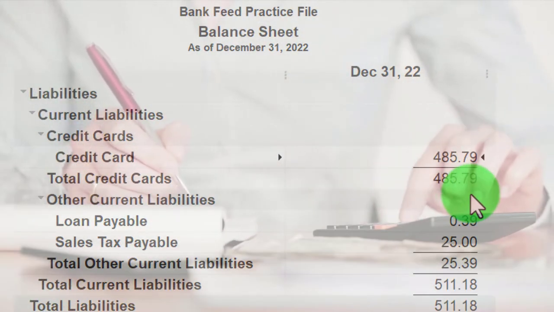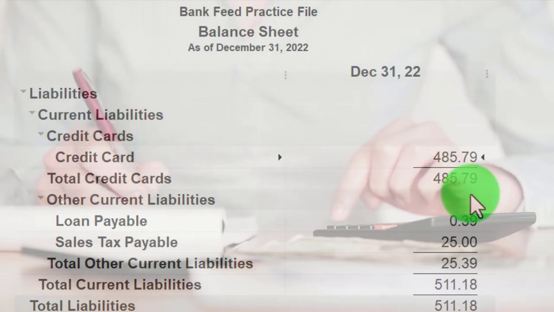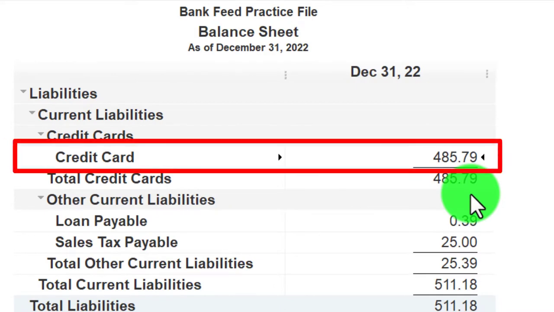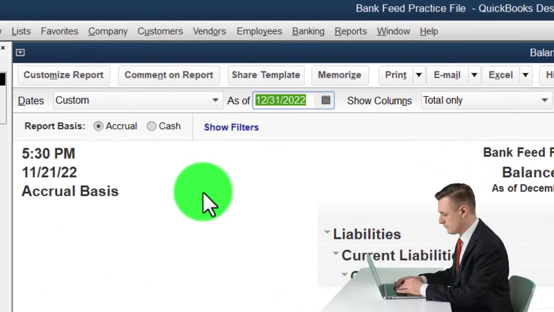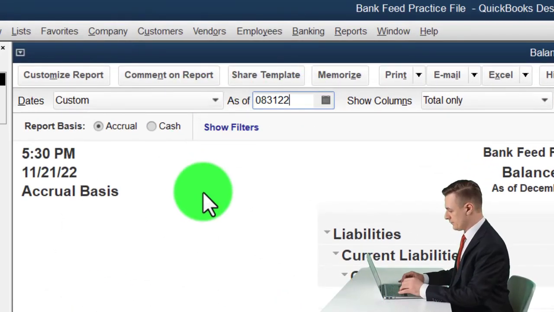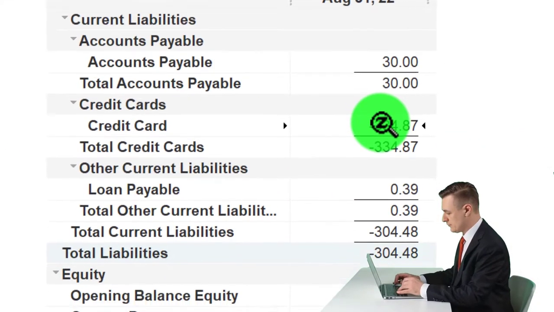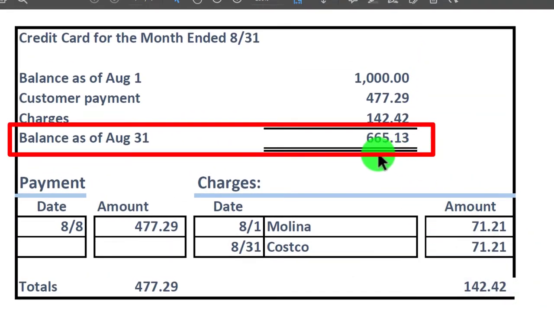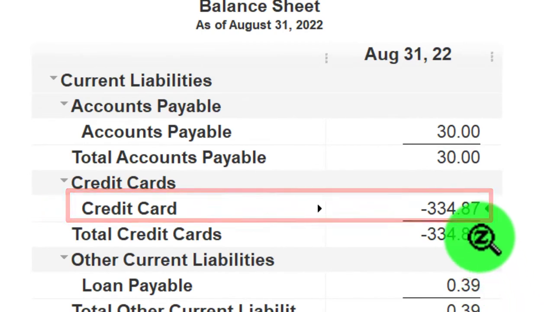So we still have to deal with the fact that if I had a balance outstanding before I entered the new transactions into the system, then I'm not going to line up with that beginning balance. I'm going to have to enter that initial transaction. So for example, let's change this range and bring it to 083122 and imagine that I'm going to be matching this balance here to what is on my credit card statement. My credit card statement as of that date has 665.31, we're going to imagine, but here we have a negative 334.87.